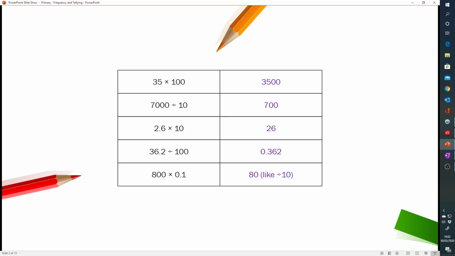Basically, when you times by 0.1, it's the same as dividing by 10. It's a way you can actually times by a number and make it smaller. So 800 times by 0.1 makes the number smaller.